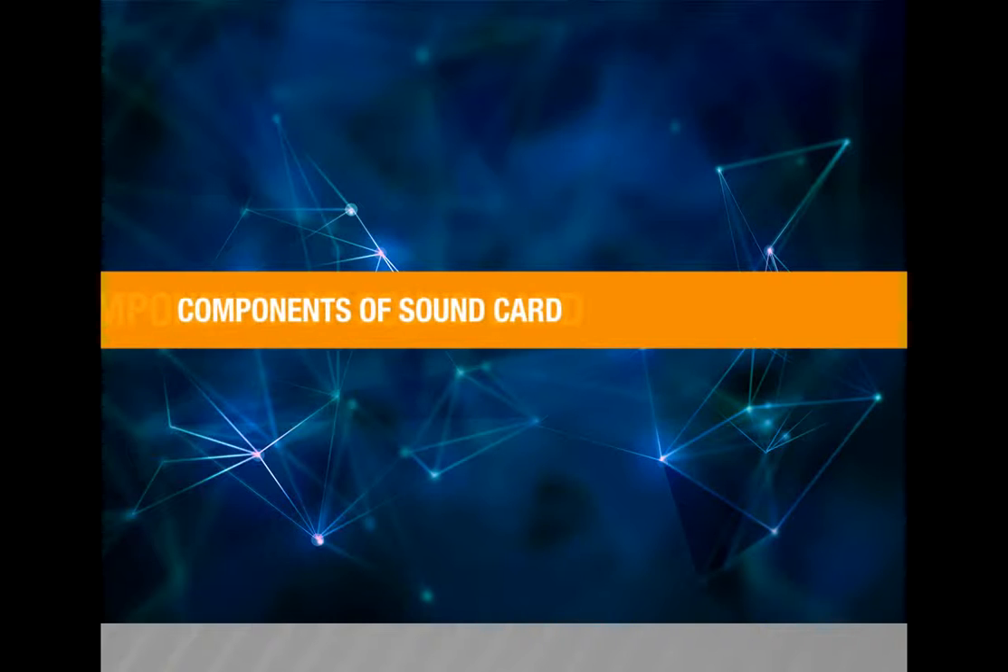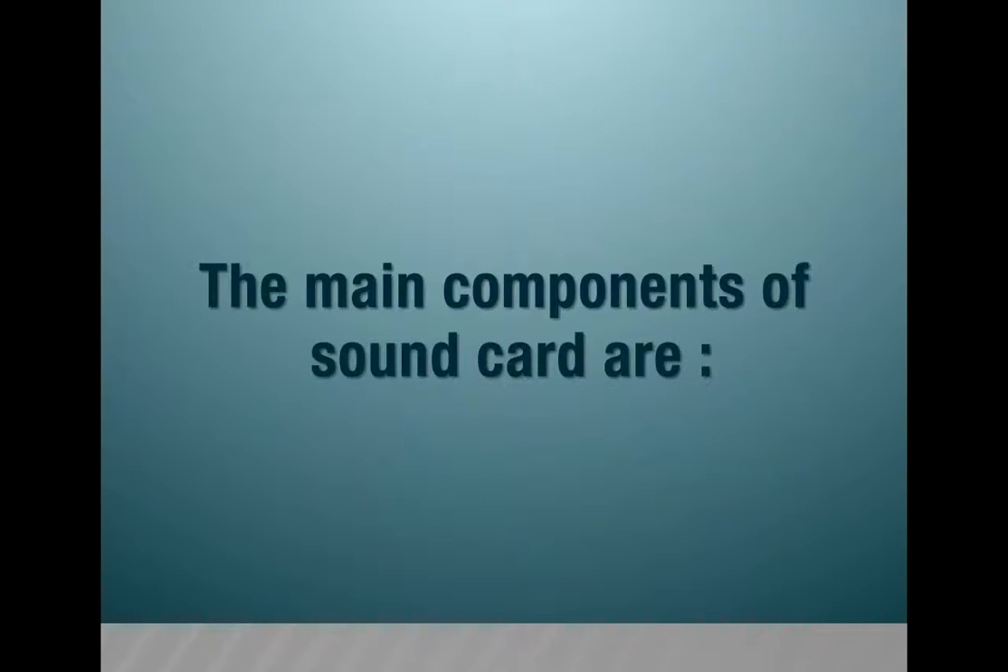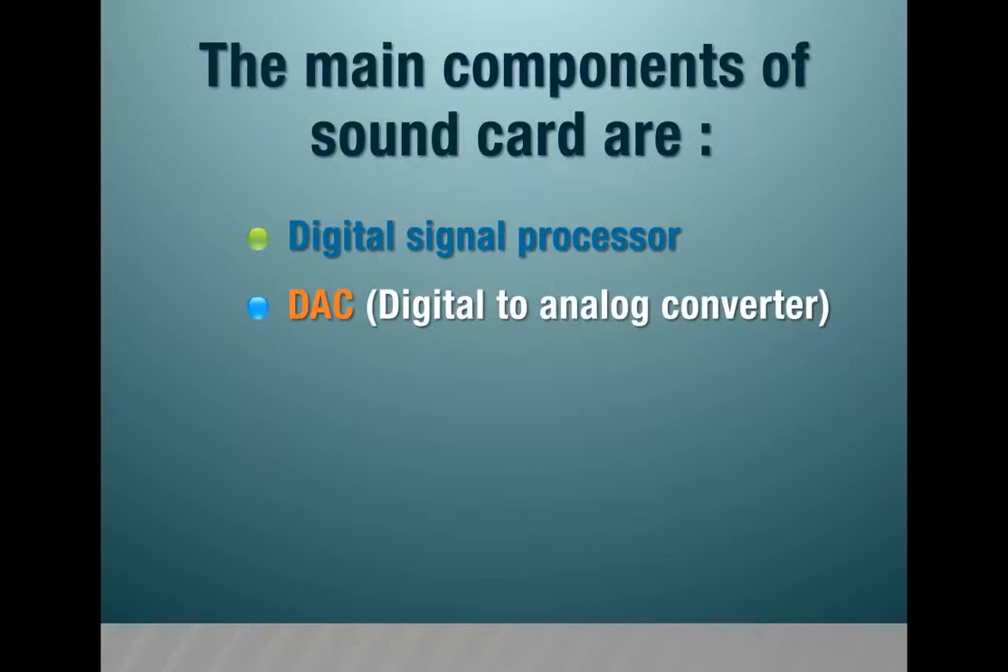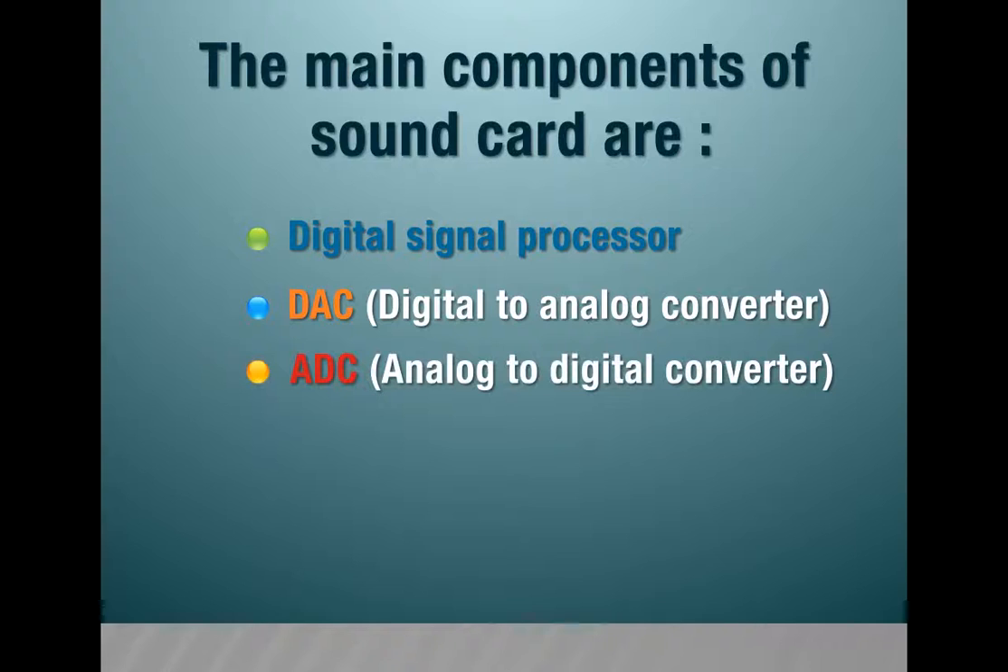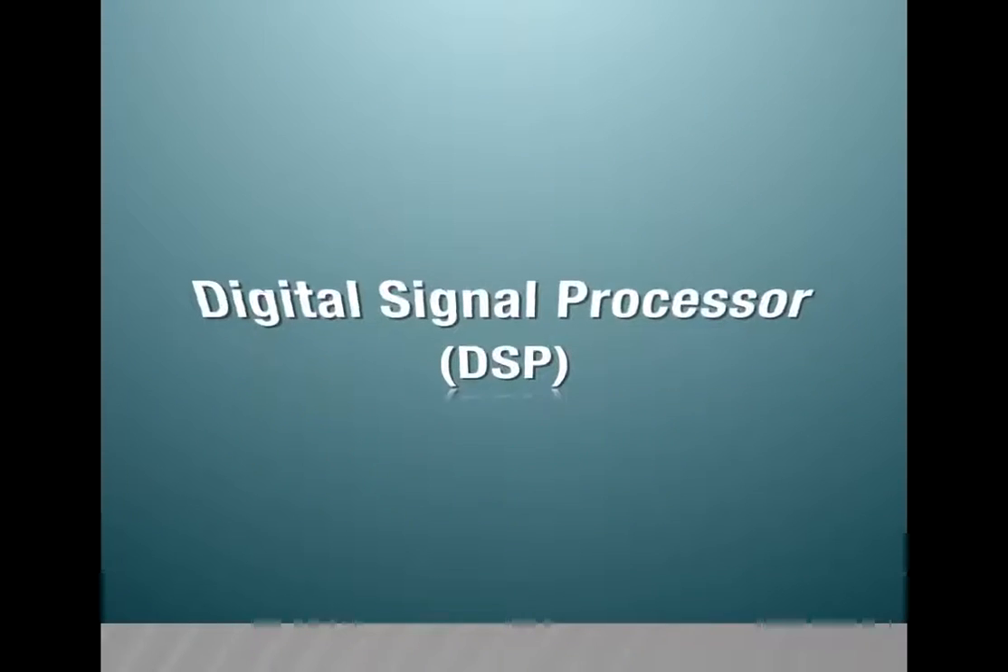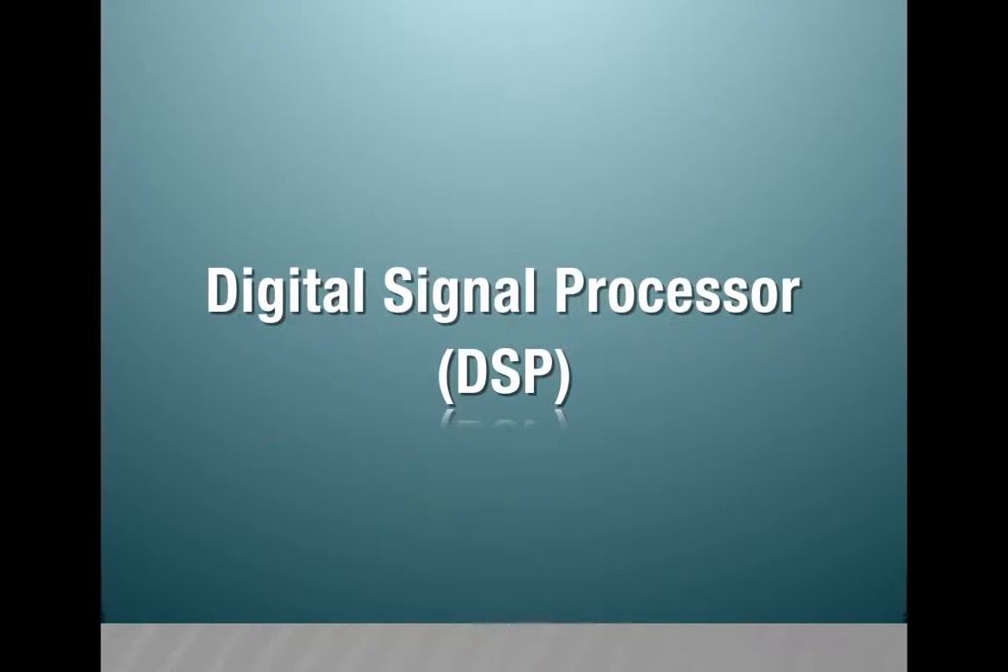Components of sound card. In this video, we are going to see the components of the sound card. The main components of sound card are digital signal processor, DAC, that is digital to analog converter, ADC, that is analog to digital converter, external I/O connectors, internal I/O connectors.